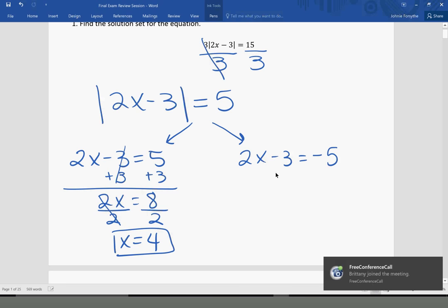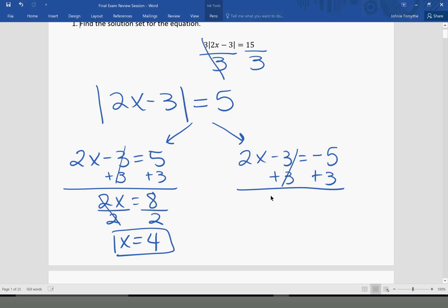And in the other solution, I'm going to add 3 again to get the term with the x by itself. Bring down that 2x equals negative 5 plus 3 is negative 2. And then to solve for x, I'm going to divide by 2. So x equals negative 2 divided by 2 is negative 1. So these are my 2 solutions.